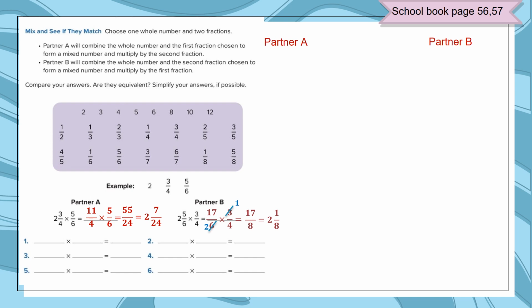17 over 8 is an improper fraction. So how many 8 in 17? We have 2 and remainder 1. 2 8s, it means 16. So I still have 1. So it will be 2 and 1 over 8.